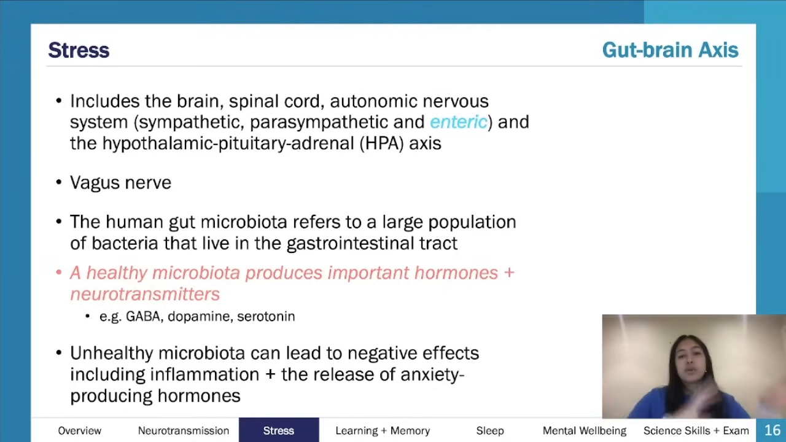And then on the flip side, if you've got a lot of stress going on, things that are going wrong in your brain, that can lead to odd things going on in your gut that can decrease the healthy microbiota and throw that balance out of whack as well.